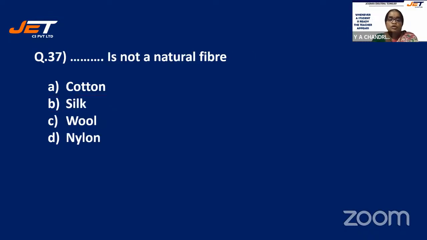Next question. Dash is not a natural fiber. Cotton, silk, wool, nylon. It is option D, that is nylon. Cotton, silk, and wool are natural fibers. Nylon is not a natural fiber.